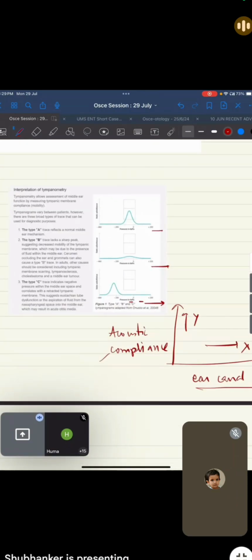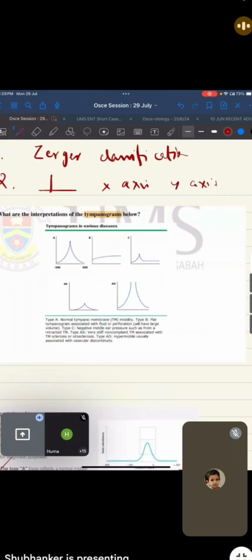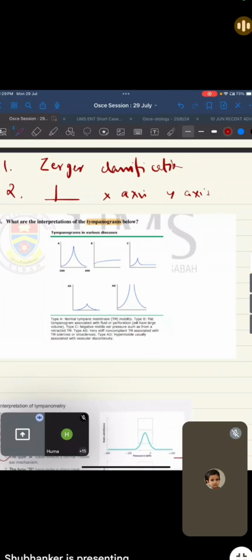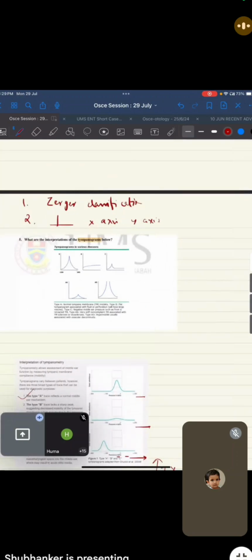Apart from that, you all remember it. What is type A? It's the normal mechanism. Type B will be present when there is a cholesteatoma or a perforation in the middle ear. Type C will be present in the OME setting when there is fluid in the middle ear. And these are the AS and AD types of curve. Otosclerosis: they might ask which type of curve you see in otosclerosis. Again 2-3 questions over here; you must know the type.